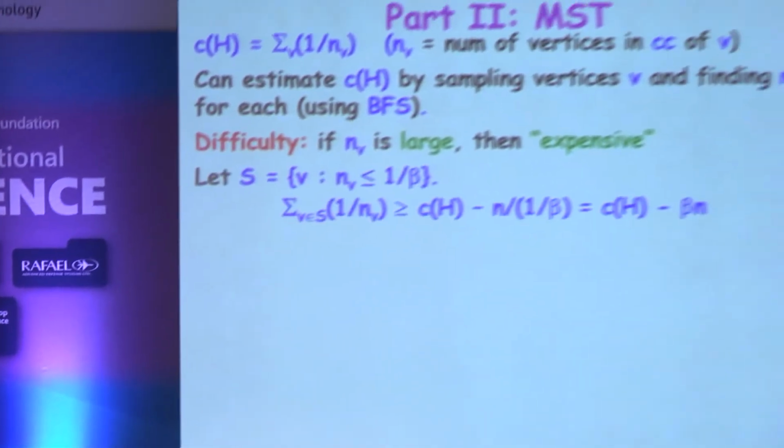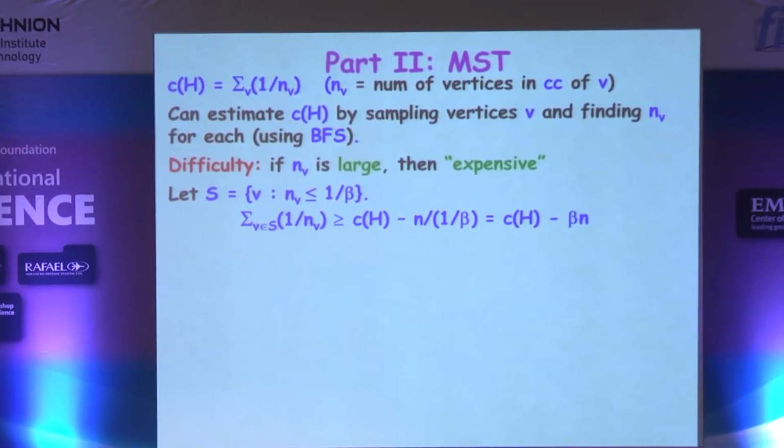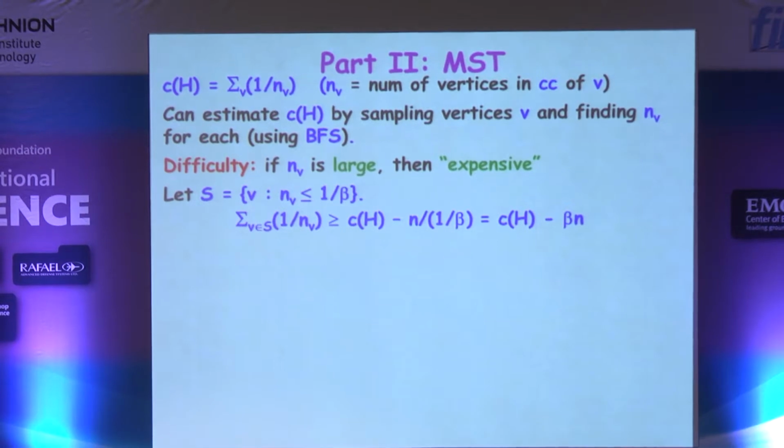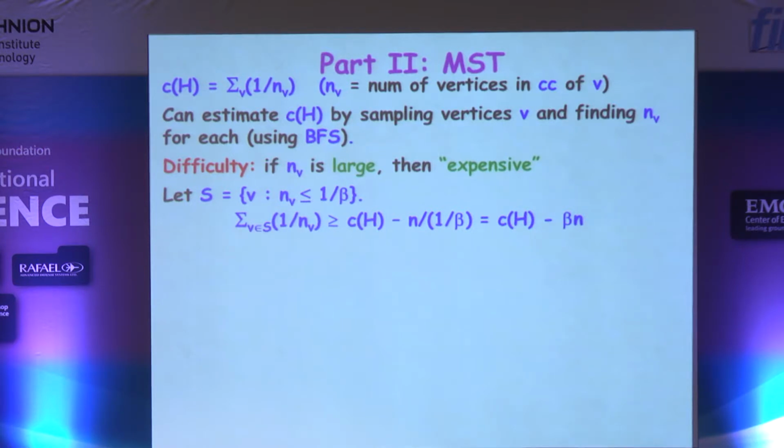So again, we use the same rough idea. If it's too expensive, then just ignore it. So what do I mean here? I'm going to define S to be a subset of vertices that belong to not too large connected components. Again, I'll call the bound beta here. It'll be different, but the number of vertices in my connected component is not too large. And now if we take the sum only over these vertices, we won't overestimate, but we will underestimate, but not by much.